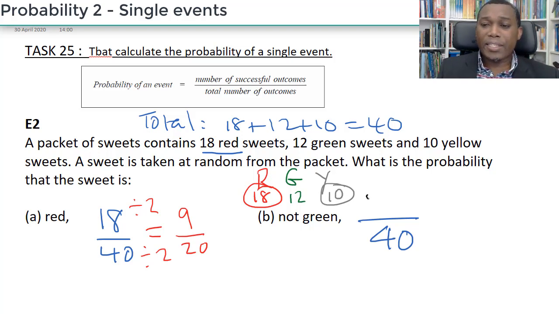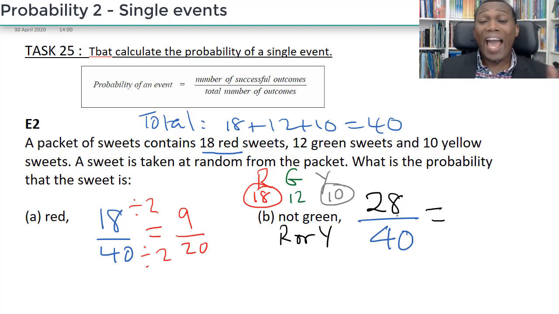28 is going to be my numerator because not green means red or yellow. That's another one. We're going to come up talking about that language, the word or, later on, but that's the idea. If it's not green, it has to be red or yellow because those are all the different options of sweets in this packet. Okay, and that's 28 on 40.